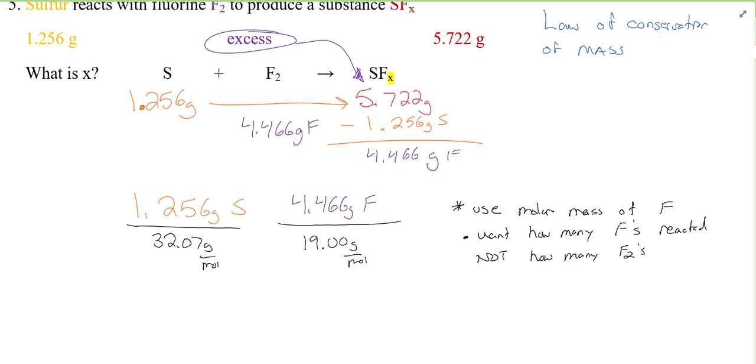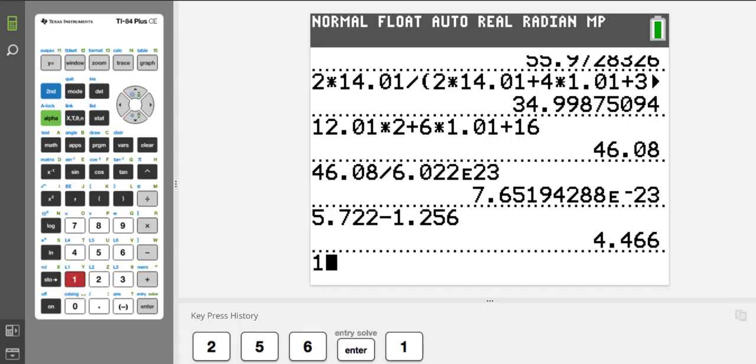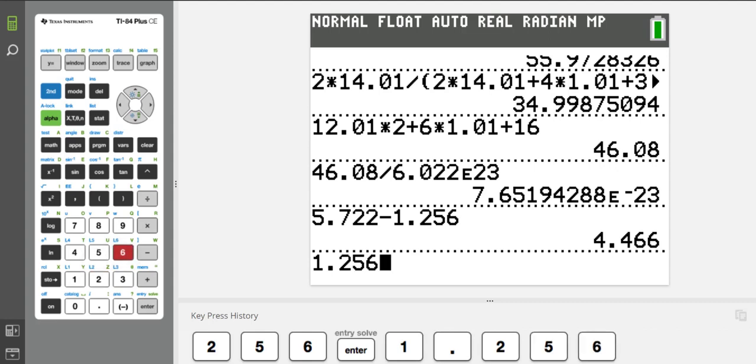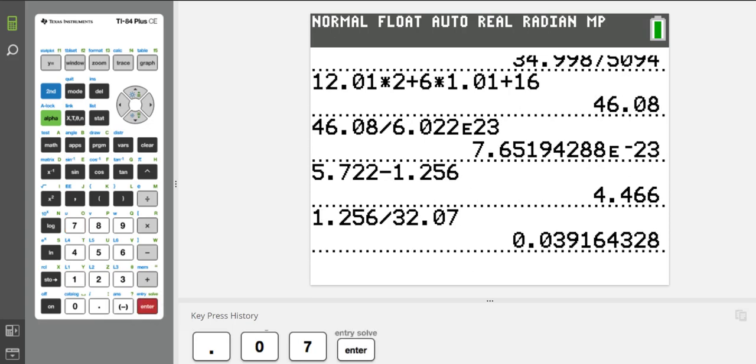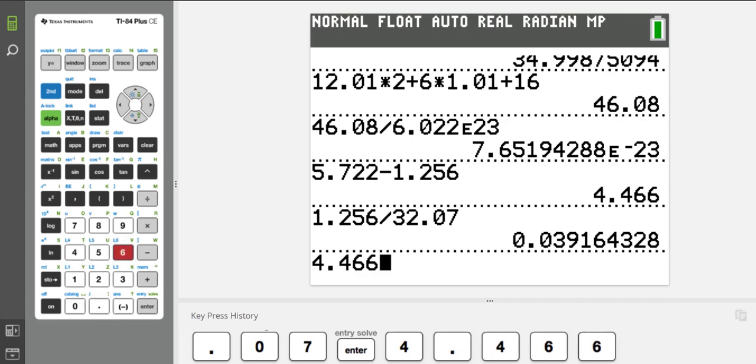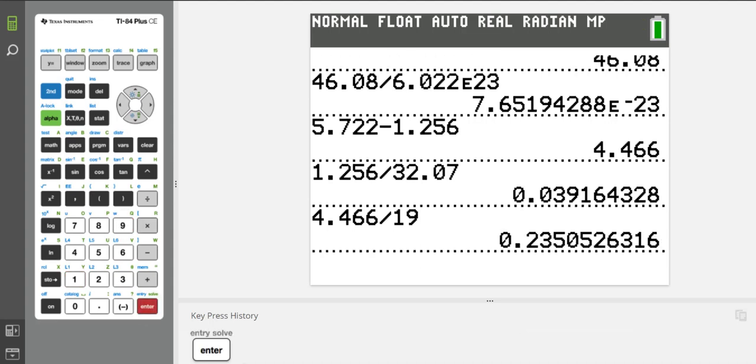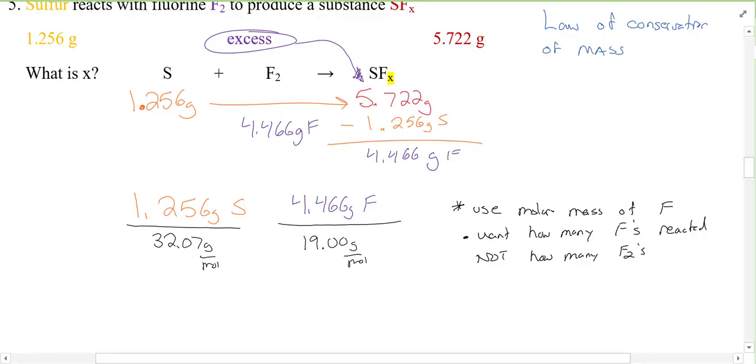So I'm going to take my 1.256 grams of sulfur divided by 32.07 grams per mole. I get 0.03916 moles. And for fluorine, I take 4.466 grams divided by 19 grams per mole. I get 0.2351 moles. Let's write those down. 0.03916 moles of sulfur and 0.2351 moles of fluorine.